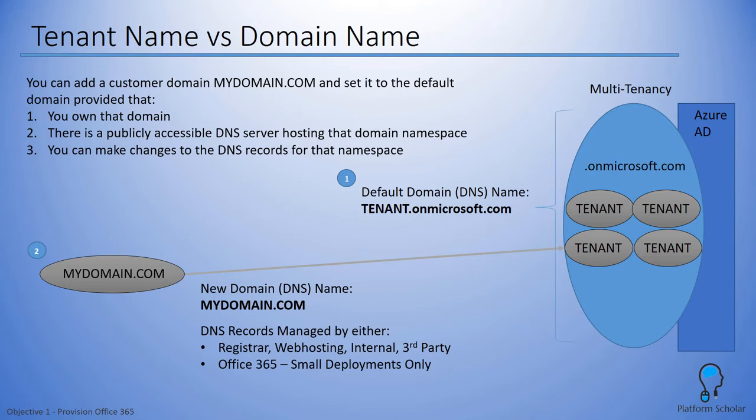This means that there needs to be a public DNS server that Office 365 can reach that contains the DNS namespace for the custom domain that we're adding. So this has to be a public domain, not a non-public or non-routable domain such as yourcompany.local. The authoritative DNS name servers might belong to the domain registrar, a web hosting service, or your internal DNS servers that can respond to public queries. In addition, Office 365 gives you the option to manage DNS for you, but this is generally for very small environments.